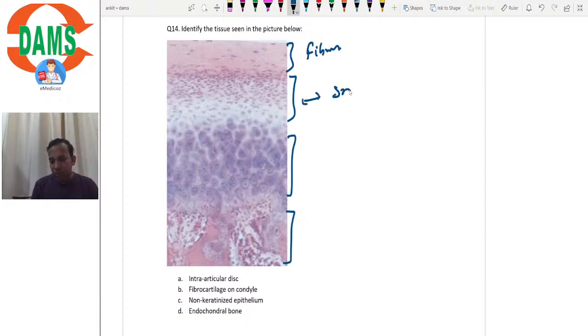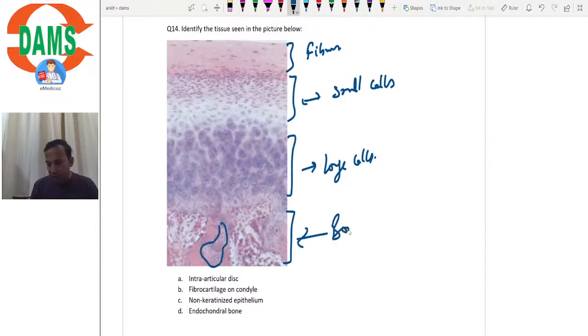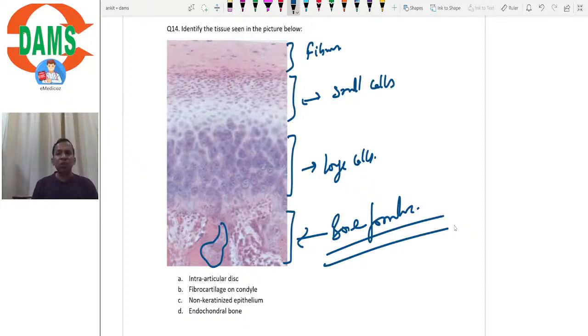Here it has small cells. Here you can appreciate large cells. And here if you look closely, you will be able to appreciate bone formation. So all this information we can get from this diagram. Now let's go to the options.